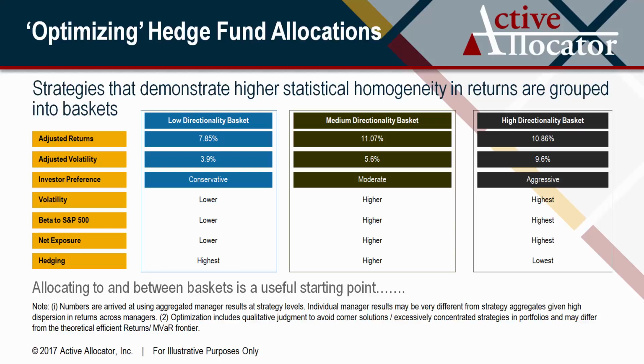Here you can see the general characteristics of the three baskets: returns, volatility, beta, degree of hedging, etc. Allocating to these baskets, and we will soon see what goes into them, provides your client such investment exposure characteristics.